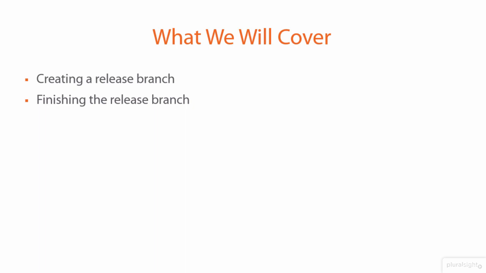We use similar commands for the release branch as we have for a feature branch. So we create the release branch and we finish the release branch. And when we finish the release branch, those changes are merged into master, and master is then ready to go.